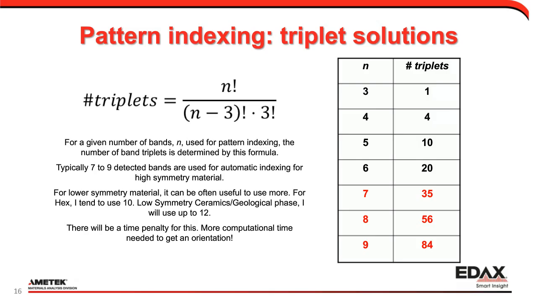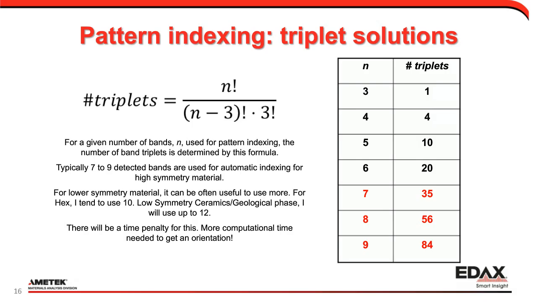What I usually use for most things, if I'm using a hex-based material, I will often use 10 lines. And if I'm using geologicals or ceramics or something, I will often go up to 12 lines. So I'm getting many, many more votes. I'm using more lines. But of course, I am going to be paying a time penalty for this because, again, I have more lines, I have more triplets, I have more votes, I often have more phases. So suddenly I've blown up this whole computational time needed. So it's just a big time penalty.